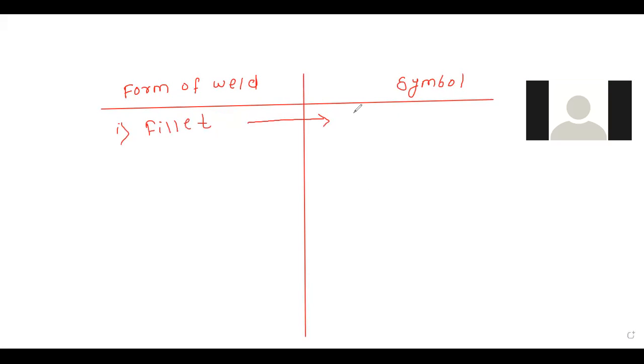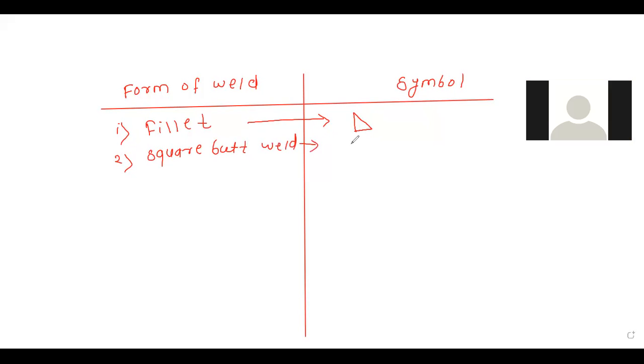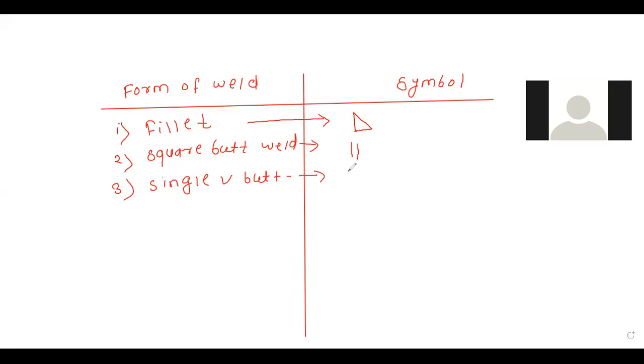Triangle. Okay, we just have to draw the cut. Then the next will be the square butt weld. Tell me what is the symbol for that? Two vertical straight lines. Am I right? Two vertical straight lines. Good. Then next, single V butt weld. Then tell me what is the symbol for that? Single V. Just we have to draw the V.